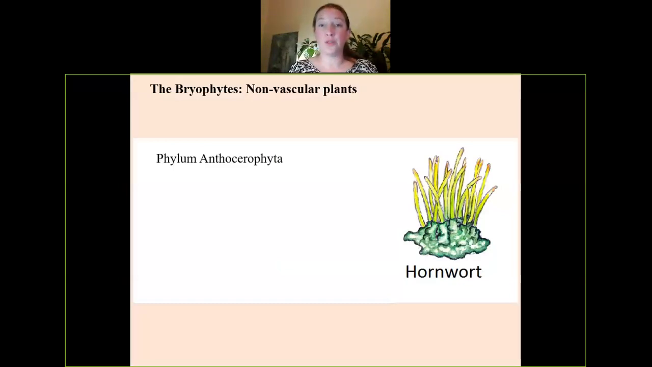But so hornworts are in the phylum Anthocerophyta. And this is what I was trying to say before that I was getting wrong. If you see the ending phyta, you're talking about a phylum. All phyla end with phyta at the end. So hornworts are in Anthocerophyta. We'll talk about them at the end of the class.